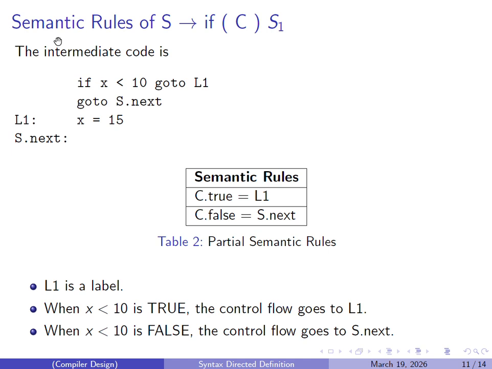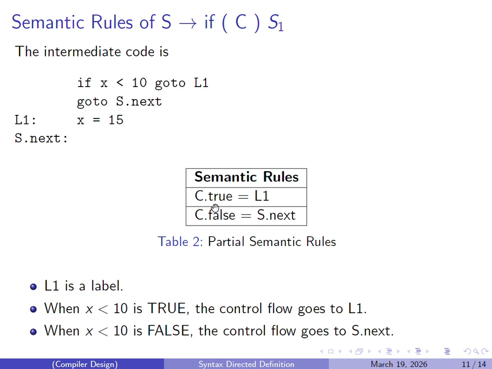Now we are going to look at the semantic rules for S of the form if, open bracket, C, close bracket, and S1. So we are going to write it as S1 because we are just indexing it so that we know this S is different from this S. So we want to get this intermediate code. For that, using the earlier attributes that we created, we are going to create the semantic rules like this.